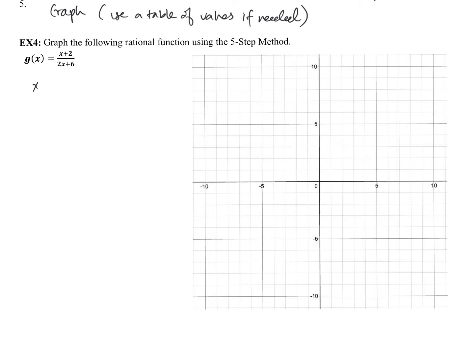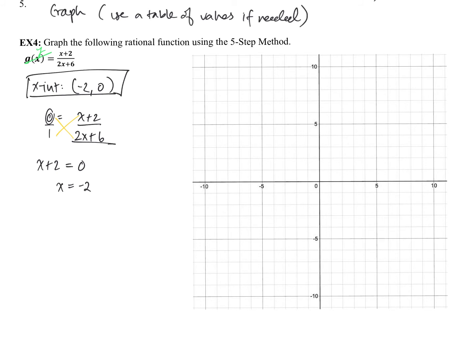Intercepts. So for my x-intercept, I'll set y to 0 and solve. Where's y? I only see g of x. Well, if you remember, g of x is the same thing as y. So set that equal to 0 and solve. Now, I technically have two fractions equal to each other, so to solve, I can use cross multiplication. And I'm left with x plus 2 equals 0, because 0 times this is 0. Solving for x, I get x is equal to negative 2. So there's my x-intercept. I'll plot that: negative 2, 0.